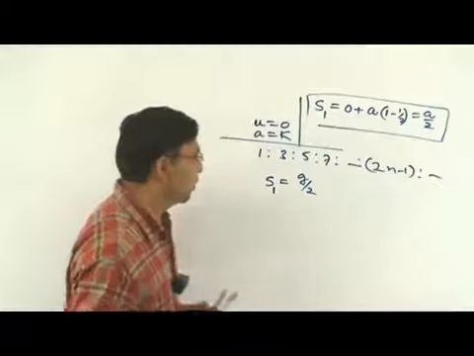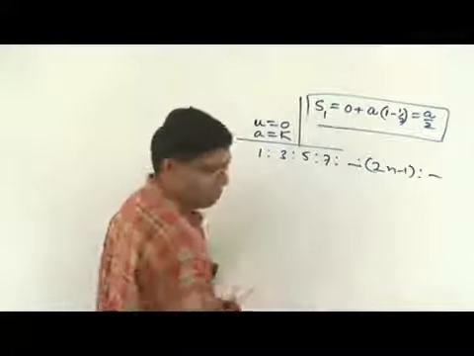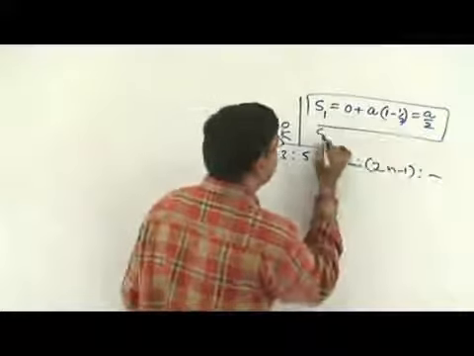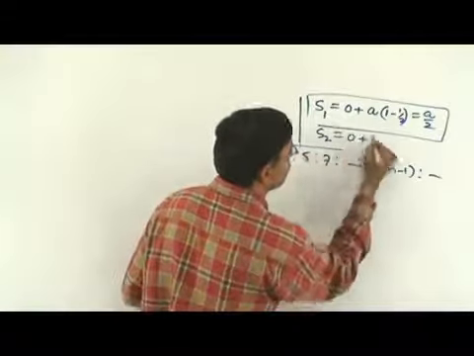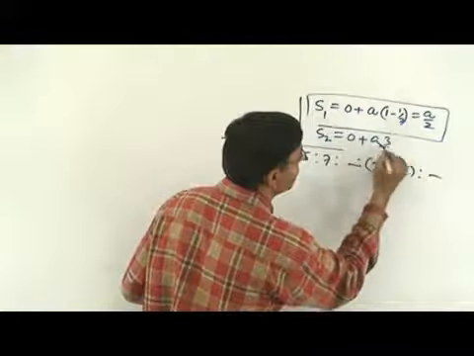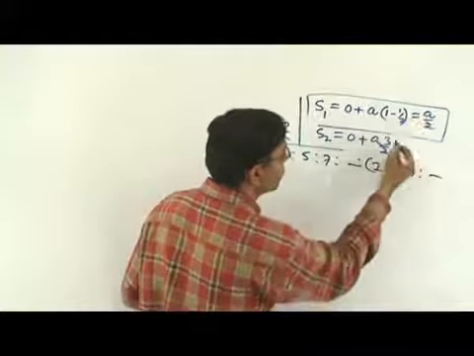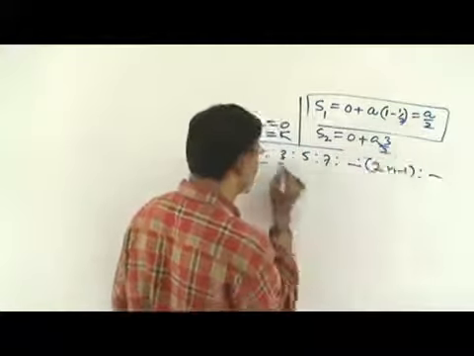So this is in the first second. Coming to the second, this is going to be 0 plus a into 2 minus half, which is 3 by 2. So this is a by 2, 3a by 2, then 5a by 2, so the ratio is going to be 1:3:5 and so on.